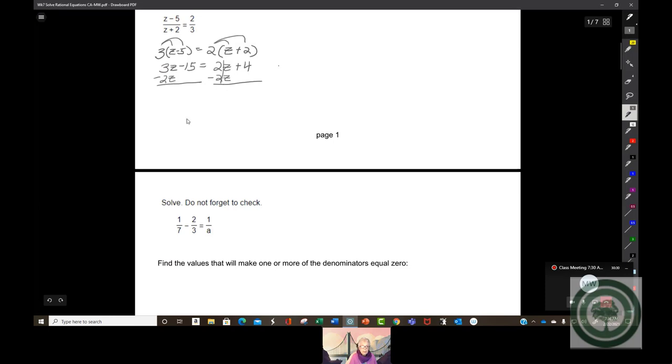All right, 2z minus 2z is 0. 3z minus 2z is 1z, which is just z. Minus 15 equals 4, bring down the 4. Now I add 15 to both sides. And so I'll have z equals 19.